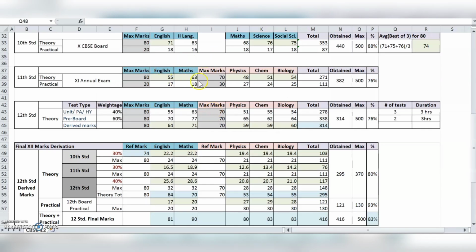Hope the video was useful where you could calculate your own score by known values of 10th, 11th and your pre-board marks, where only the weightage is dependent on the schools and the committee that is being formed. You could refer to the Excel sheet for the calculations in the YouTube description and make use of the same.